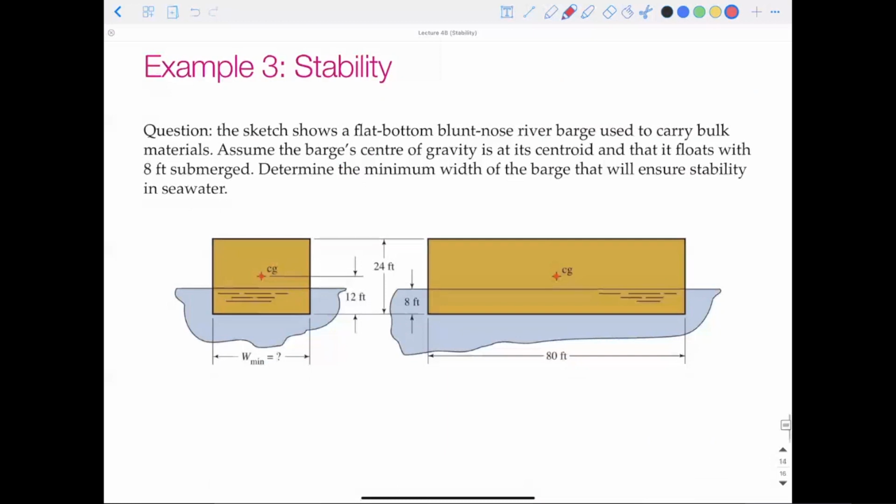All right, let's do one more example to finish off today's lecture. So in this last one, the sketch shows a flat bottom blunt nose river barge, which is nice, rectangular, used to carry bulk materials. Assume the barge's center of gravity is at its centroid and that it floats with 8 feet submerged. Determine the minimum width of the barge that will ensure stability in seawater.